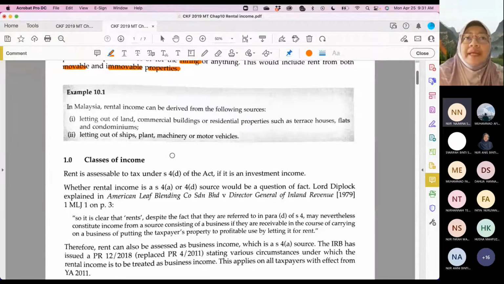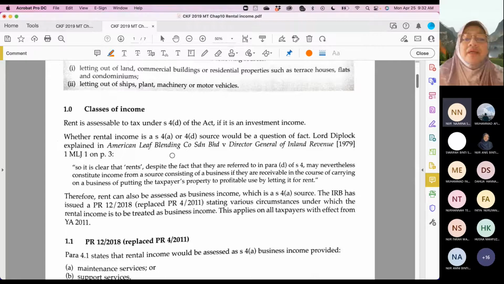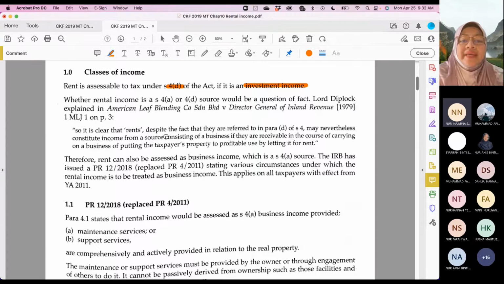Remember, for companies, normally you go for lease rental. The lessor is receiving this rental, so that is rental income under the Income Tax Act. Rental is assessable under section 4D if it is an investment income. What do we mean by investment income? It means you put the money there, you stay, and the money comes in. It is a passive income.